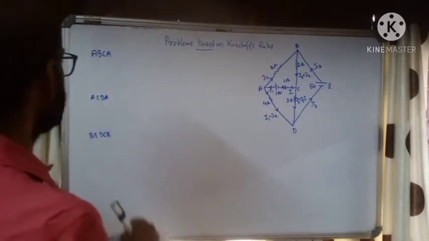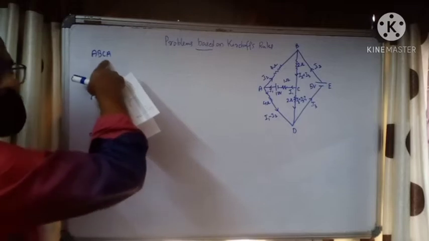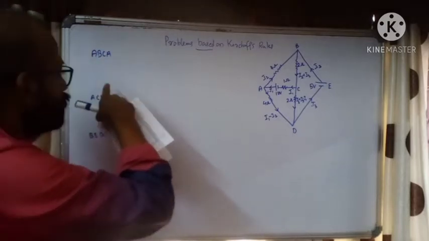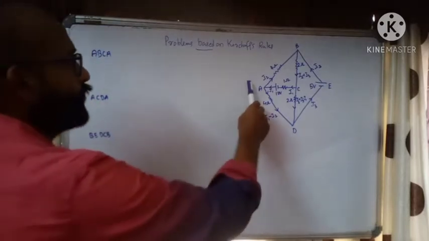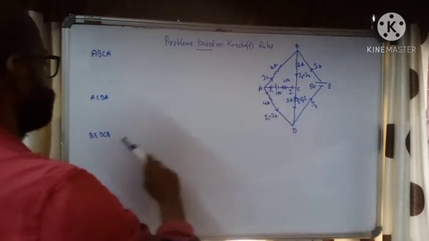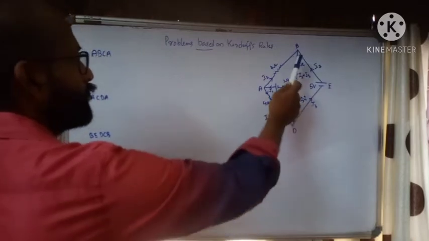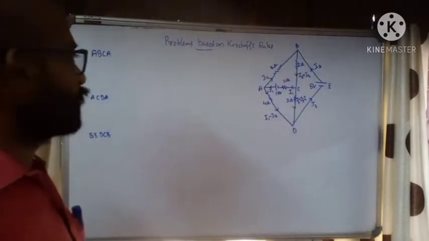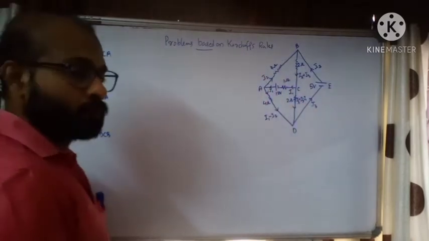Now we will divide this into different loops. Here you can see the names of the loops. A, B, C, A is one closed loop, a closed mesh. Then A, C, D, A, and the last one is B, E, D, C, B, another loop. We'll start writing equations based on Kirchhoff's laws.